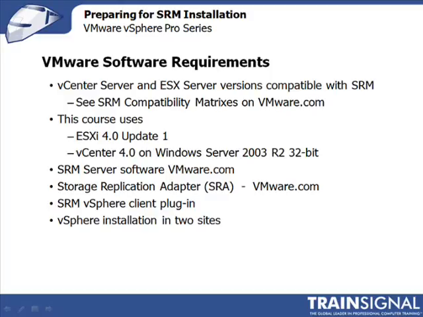Also, in order to proceed with the installation, you'll need to download the SRM server software and have that ready to go. You'll also want to download the storage replication adapter from VMware. So that's the SRA. That's the piece that will allow SRM to talk to the supported storage replication, in this case, HP LeftHand's VSA. We'll also need the SRM vSphere client plugin to be installed. That's not a separate download. That's actually included with the SRM server software, so we don't have to worry about having that in place.